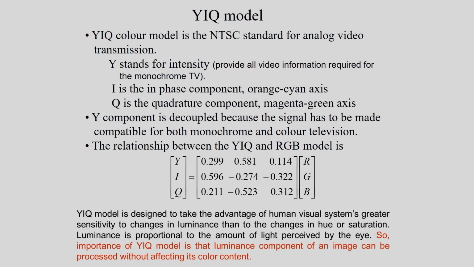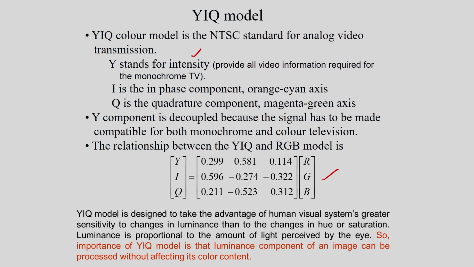The next model is the YIQ model. That is mainly used in the NTSC standard analog video transmission. In this case Y stands for the intensity component, I is the in-phase component and Q is the quadrature component. And I have shown the conversion formula from RGB to YIQ. So by using this equation you can convert the RGB value into YIQ value.